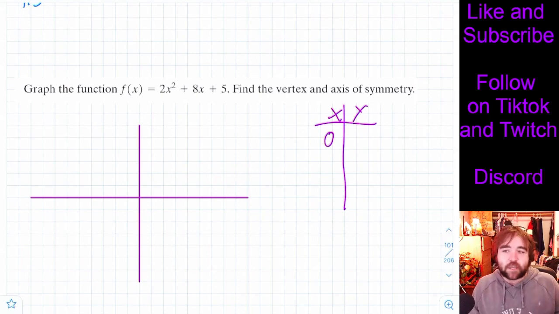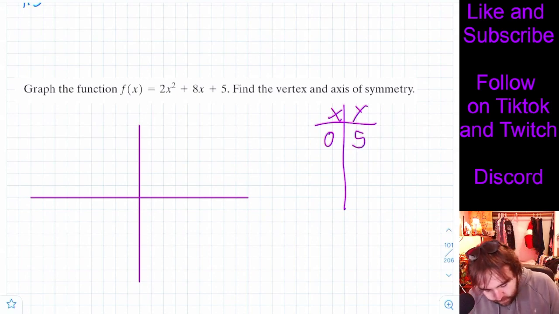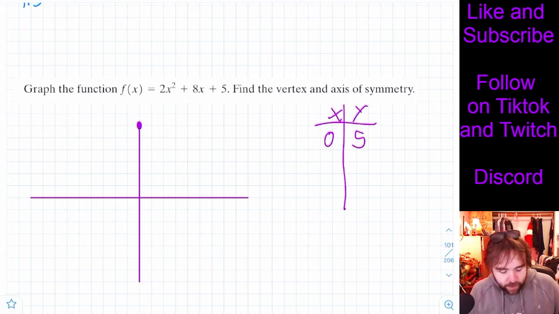First off, when x equals 0, because that's easy, we see that y equals 5. So we'll start with that point there. And then let's go when x equals 1. Okay, it gets really big, right? Because it's 2 plus 8 plus 5, so it's 15. Well, first off, let's correct that point. That should be there. So 5.